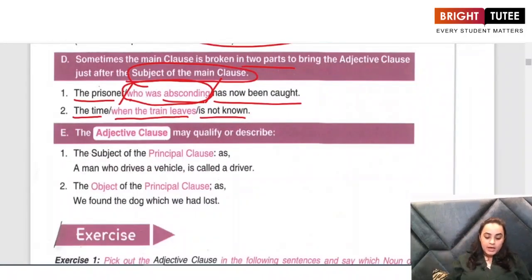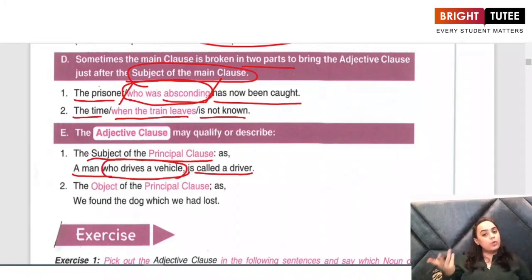Okay. Now, what does the adjective clause describe? The subject of the principal clause. For example, a man who drives a vehicle is called a driver. What is my adjective clause in this sentence? Who drives a vehicle, right? And what is my adjective clause describing in the sentence? The subject, a man. Or the adjective clause can describe the object of the principal clause.